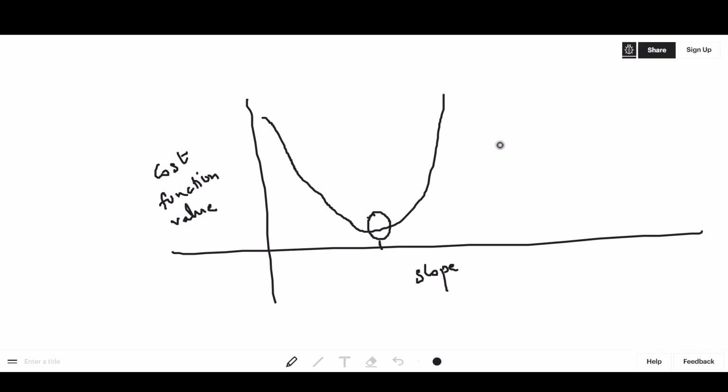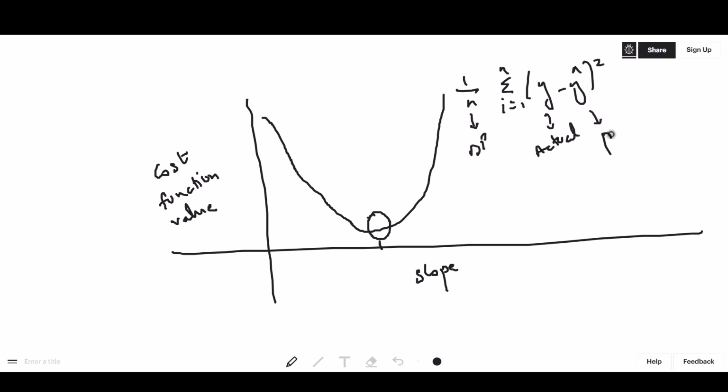So the value of the cost function is defined by the formula 1 by n sigma i equal to 1 to n, (y minus y hat) the whole square. Here n is the number of data points, y is the actual value, and y hat is the predicted value. From this equation, we will be able to get the cost function values.